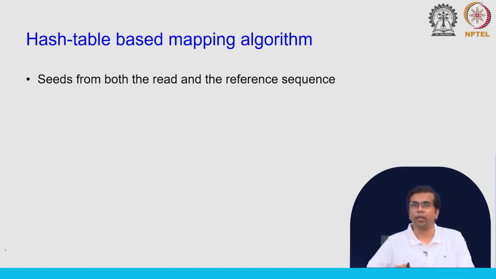Compared to BLAST, where we build seeds only from the read, or compared to BLAT, where we build the seeds from the reference sequence, here we build seeds from both the read and the reference sequence. So, what are these seeds? You remember, these are substrings of certain length. We can choose the k value, the length of those substrings, the seeds.